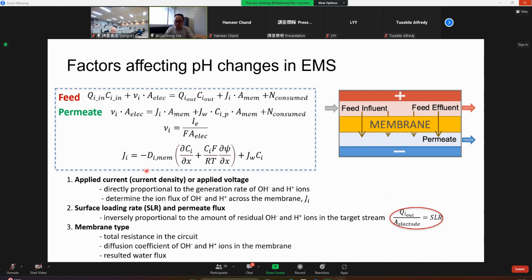Its transport is related to different factors: diffusion due to the concentration difference, electromigration due to the electric potential difference, and also convection due to water transport if there's a water flux through the membrane. Some other factors also play an important role, such as the membrane property, which influences the diffusivity. So the membrane structure can influence the ion transport and the pH change. A lot of factors are also related to the surface loading rate, which means the flow rate over the electrode area. This will also influence the pH change: a higher rate gives a lower change of the pH.